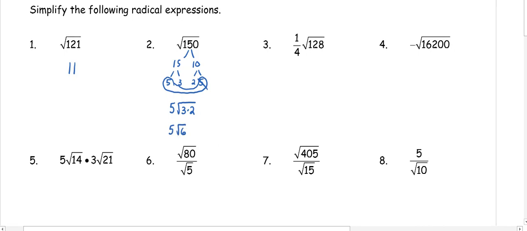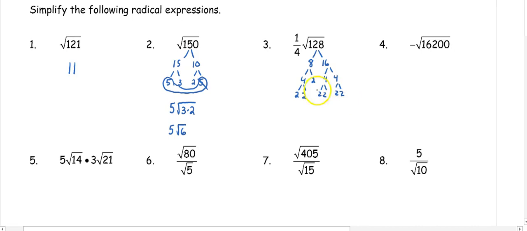In number 3, I need to break down the square root of 128 first, and then I'll deal with the 1/4. So 128 breaks down into 8 and 16. 8 breaks into 4 and 2. 4 breaks to 2 and 2. 16 breaks to 4 and 4. And each of those 4s break into a pair of 2s.